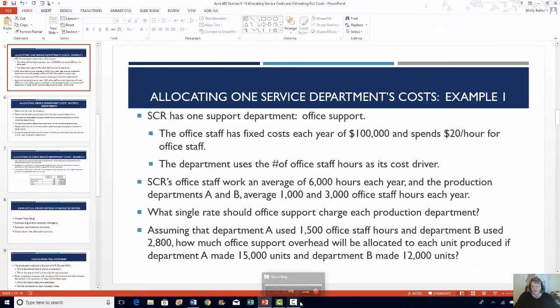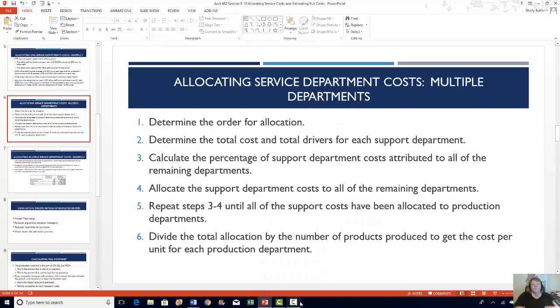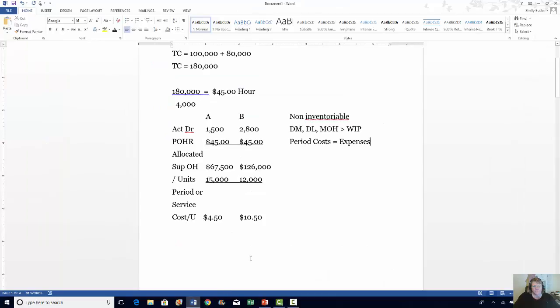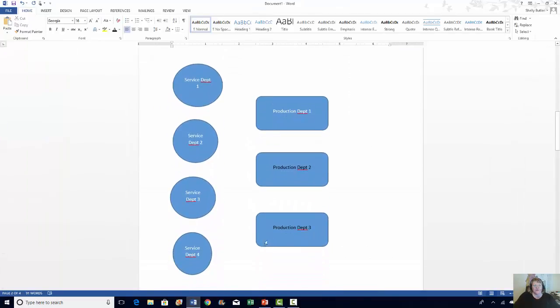Let me go back to the PowerPoint slide because we need to go on to allocating service department costs for multiple departments. So we're going to take this one more step. We want to determine the order for the allocation. And there's where my form comes in. Let's go back here. I've done this little chart. We've got Service Department 1, Service Department 2, Service Department 3, and Service Department 4, and we've got these 3 production departments. And we need to decide what department helps all the other service departments and the production departments.